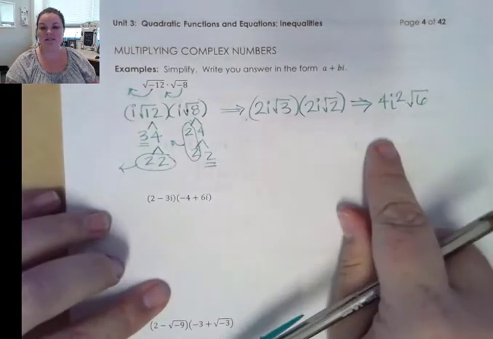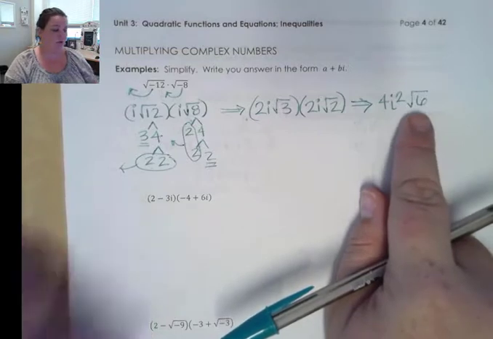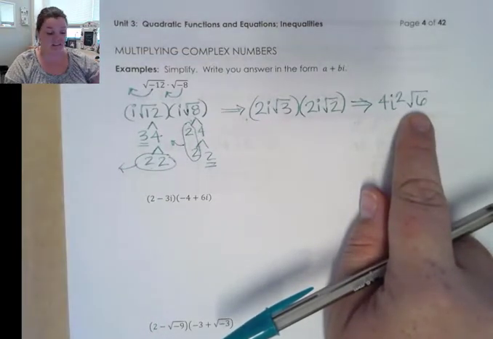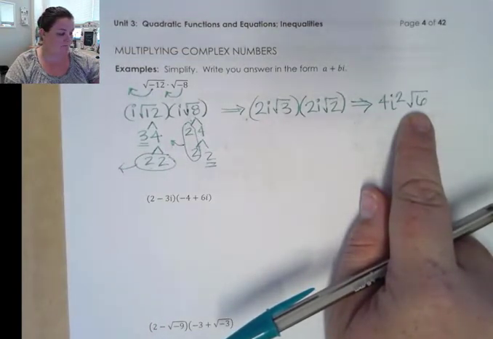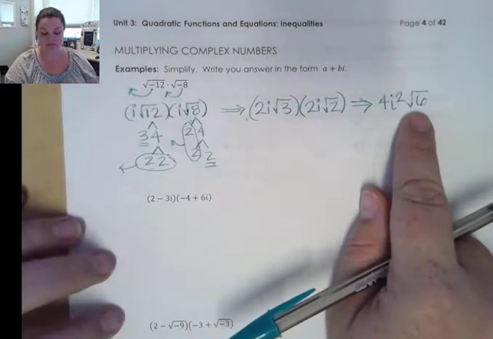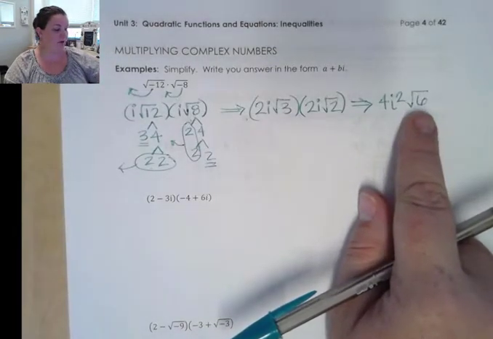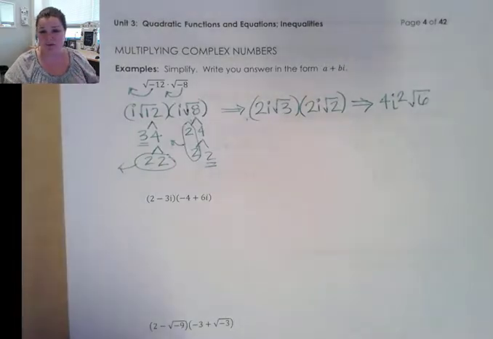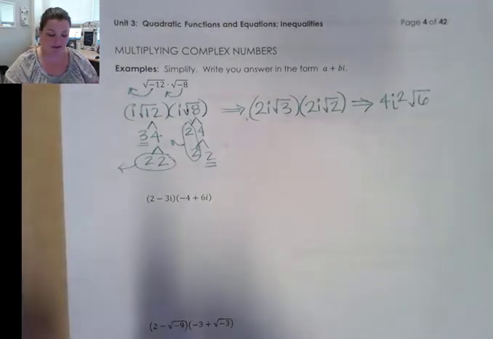Okay? And then I want to simplify anything I can, which the square root of 3 does not simplify, right? It is not a perfect square. It doesn't have two copies of a number within it, right? It's just 3, so I can't simplify that.